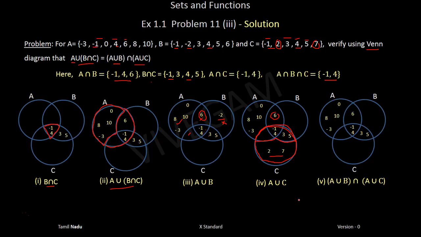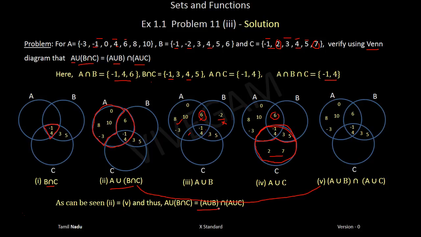But now take a look at this and this. You see, both are the same. It represents A and it represents part of B intersection C. Am I right? So both are equal. So as can be seen from these two Venn diagrams, A union B intersection C is equal to A union B intersection A union C. Okay, so this is how we'll have to do the Venn diagram.